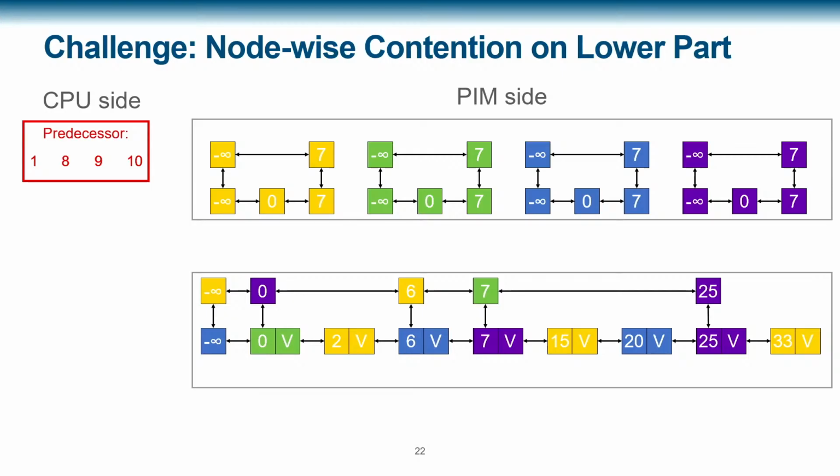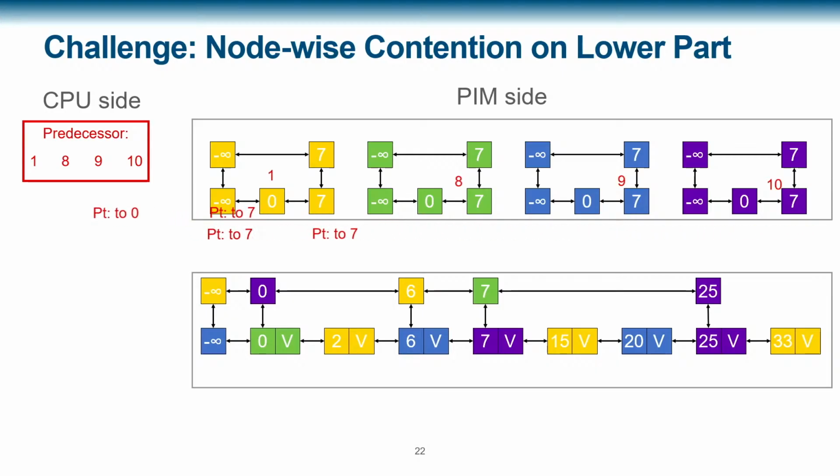Okay. So that's good. Now we can solve contention at the root and all these top parts by just round robining, right? Suppose we have a batch of queries, 1, 8, 9, and 10. We can take them and round robin them across the modules. They all have a full copy of the top part of the search tree, and so they can all traverse it, right?